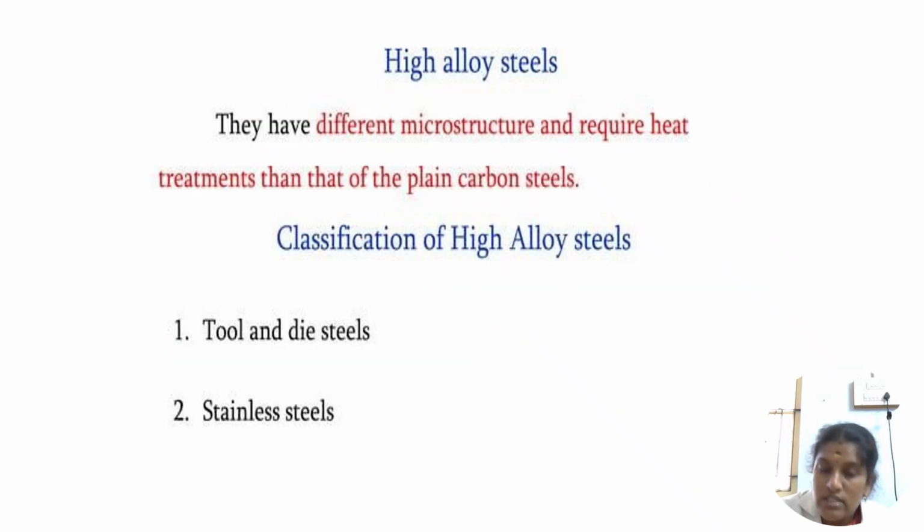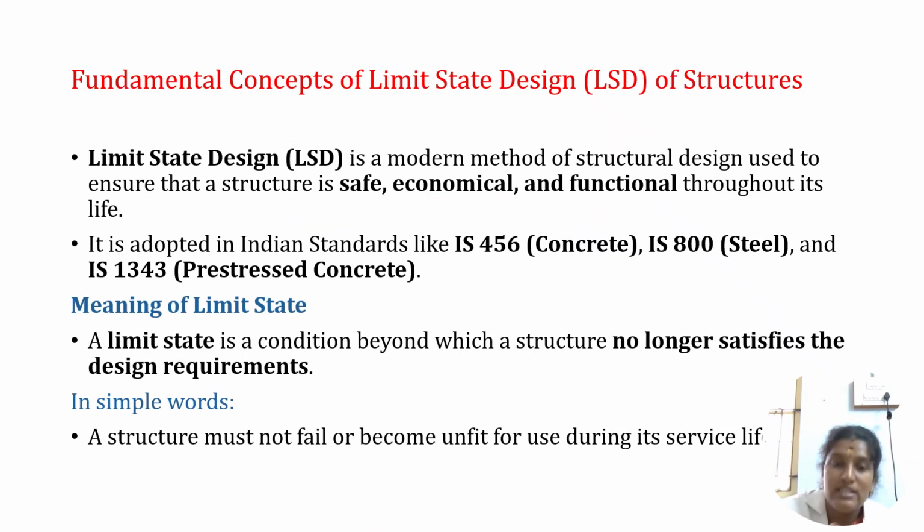So next one is high alloy steels. We have already seen the low alloy. These high alloy steels have different microstructures. They require heat treatment unlike plain carbon steel. Likewise, the classification of high alloy is tool steels and stainless steels. So they come under this category of high alloy steels. Okay, these are all the common types of steel.